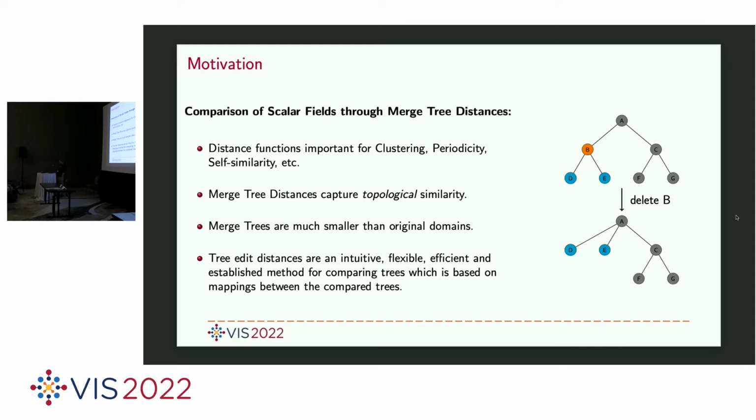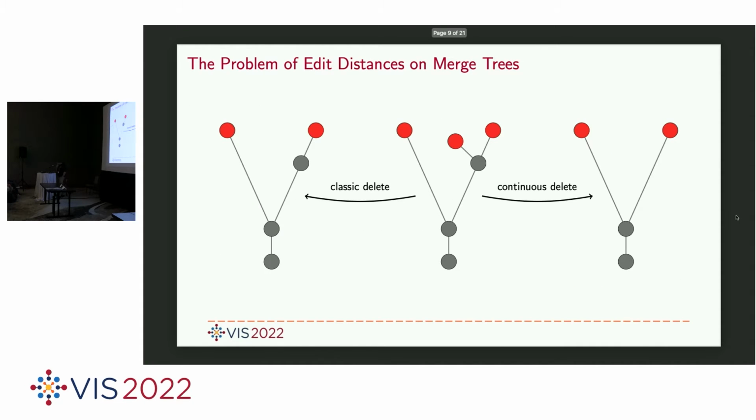We use tree edit distances because they are an established method to compare trees, which is very intuitive, flexible in regards to what kind of similarity you want to capture, and also efficient to compute. They are mapping based, and these mappings capture sequences of three types of edit operations: deletion of a node, which you can see in this example image here on the right, insertion, which is the inverse operation of the deletion, and we can also relabel nodes or edges in the tree.